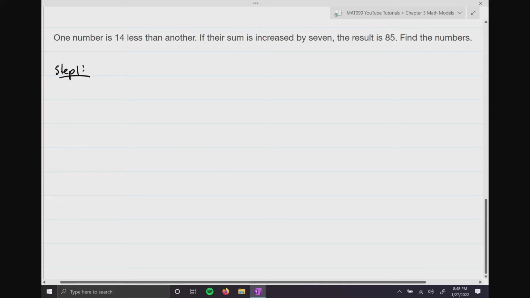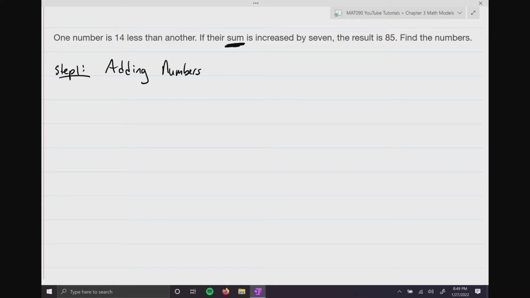What are we doing? Adding numbers again. So two different problems, same exact idea. We're just adding numbers. How do I know that? Because it's saying their sum. Okay, so I know I'm adding numbers. More importantly, if you read the very last statement, it says find the numbers. So I know I'm adding multiple numbers here. So let's go with step 2.